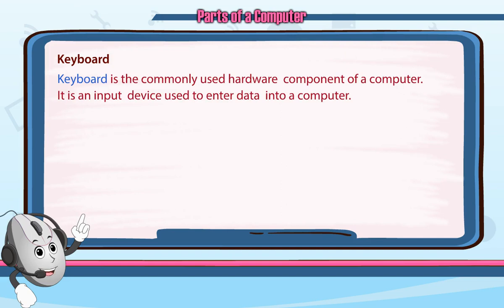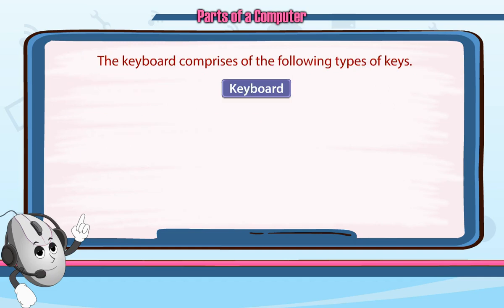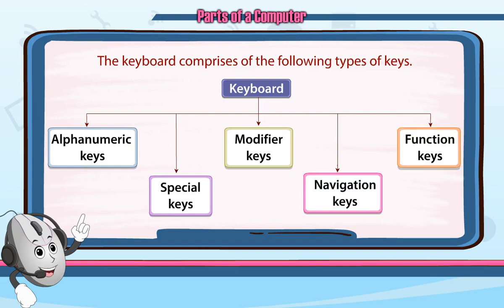Keyboard. Keyboard is the commonly used hardware component of a computer. It is an input device used to enter data into a computer. A keyboard has a number of keys arranged in rows or blocks. We type data in the form of text, numbers or symbols by pressing these keys. The keyboard comprises of the following types of keys: alphanumeric keys, special keys, modifier keys, navigation keys, function keys.